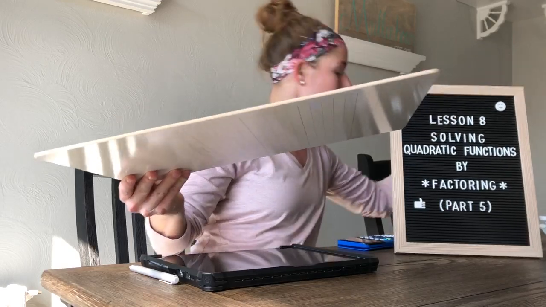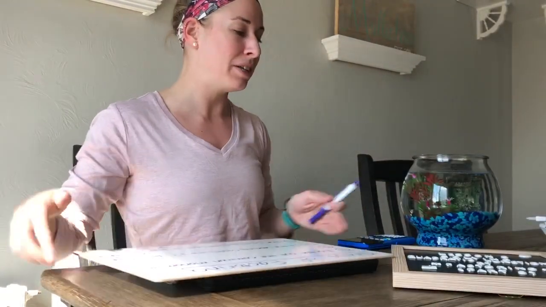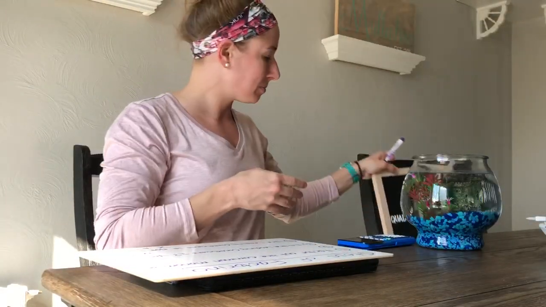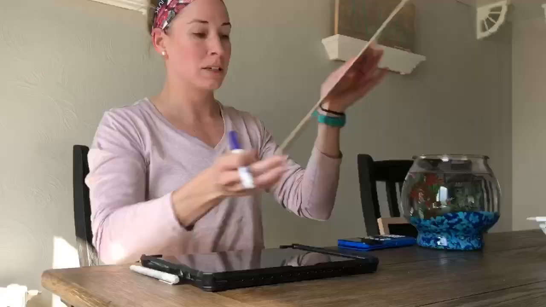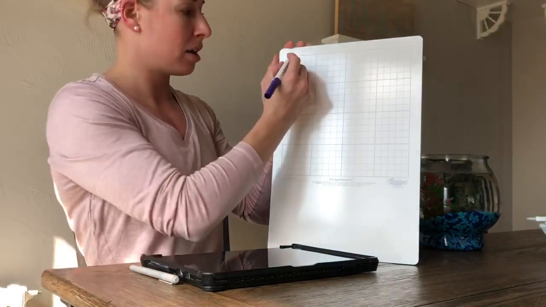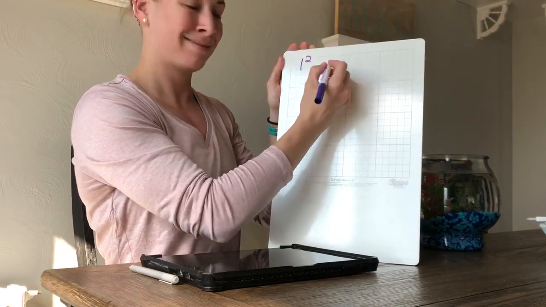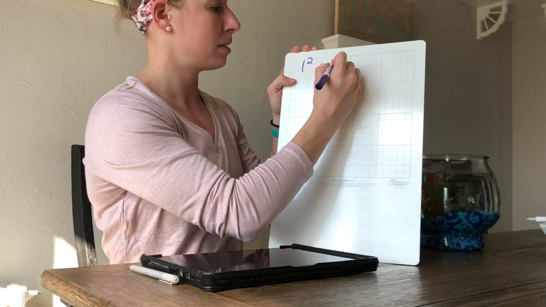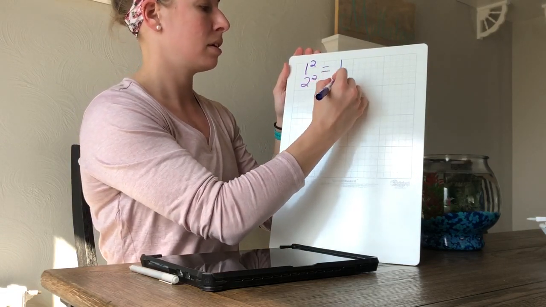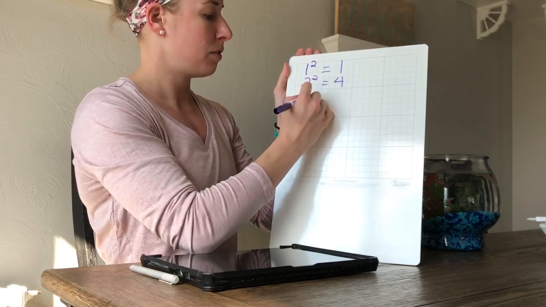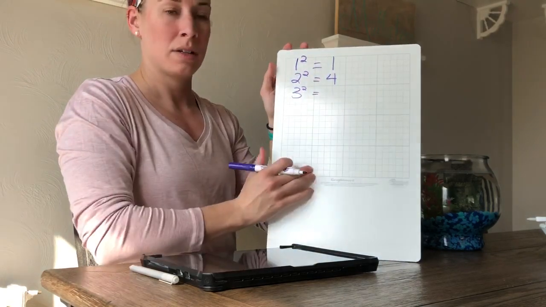All right, so in order to fill out number 2 today, we need to review something. So, what is 1 squared? 1 times 1, 1. 2 squared, 4. 3 squared, 9.